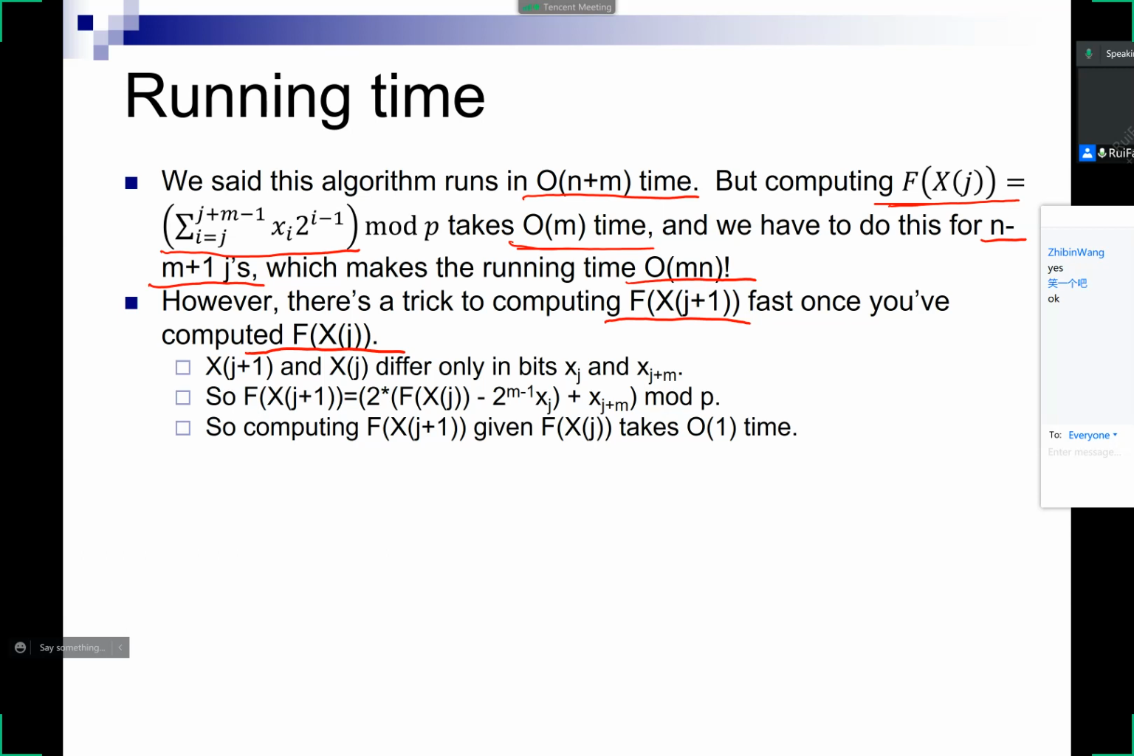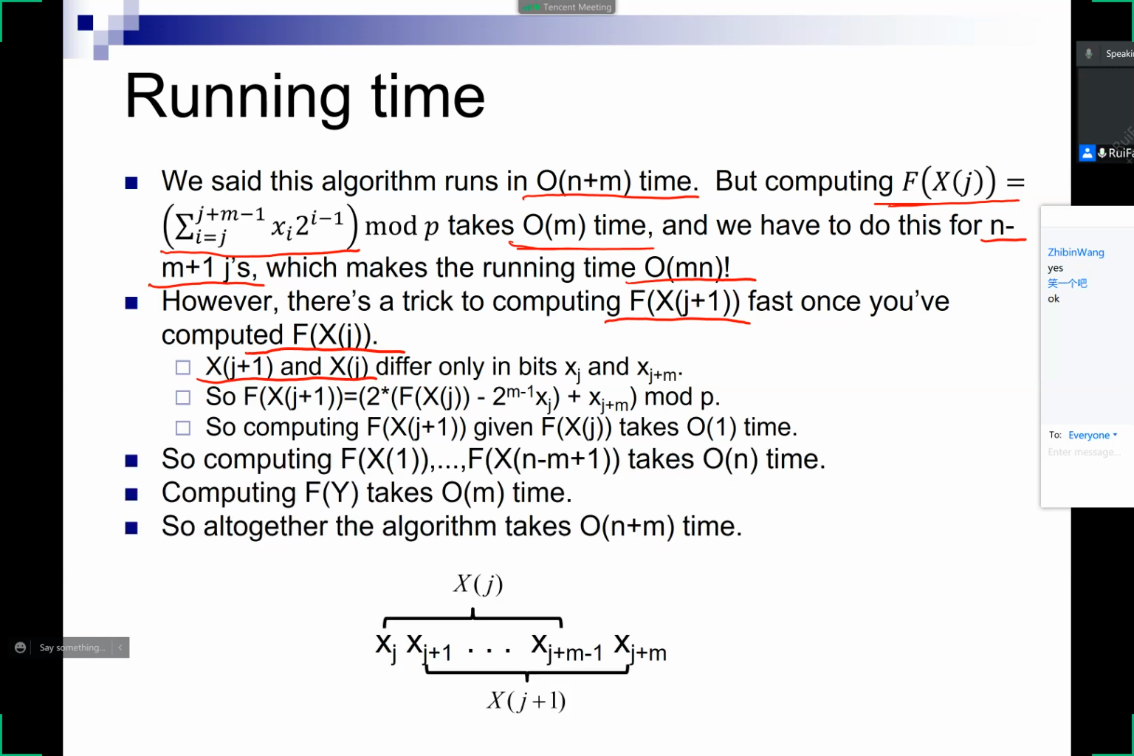If you don't know the fingerprint of x of j, then to compute the fingerprint of x of j plus 1, you would just have to do this naive calculation over here. But if you already know the fingerprint of x of j, then the next fingerprint can be computed very easily, very quickly. The reason is that x of j plus 1 and x of j differ in only 2 bits. I'll just show you the diagram over here.